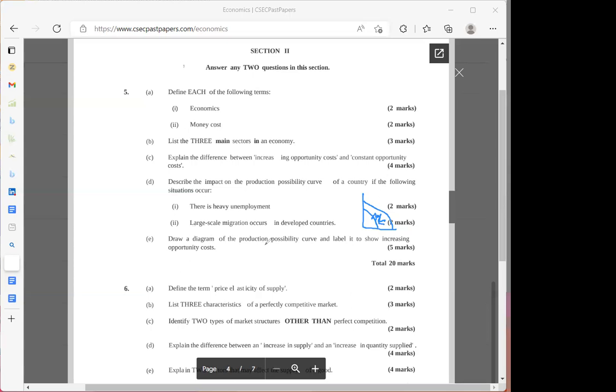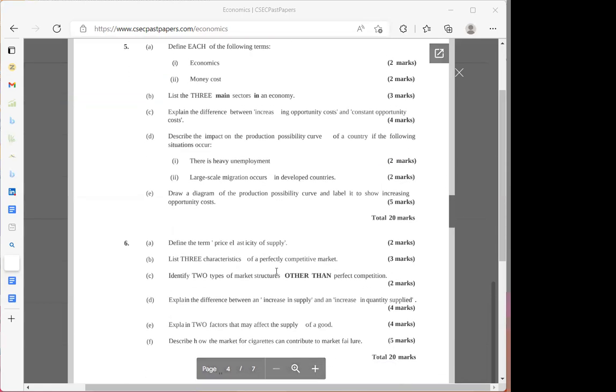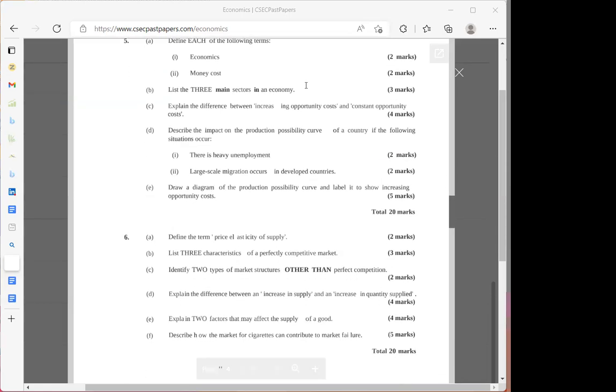Draw a diagram of the PPC. What do you mean explain it from both points of view? This is what I just did. I'm saying if we are the country getting the persons. Oh yeah, in this specific case, since they didn't word it properly, I would have explained it in both cases, to be safe. So E, draw a diagram of the PPC and label it to show increase in opportunity cost.